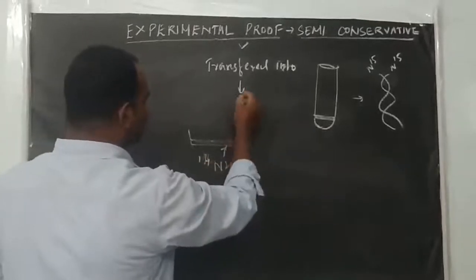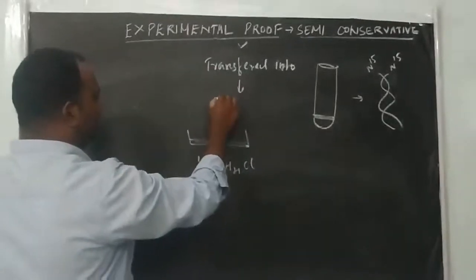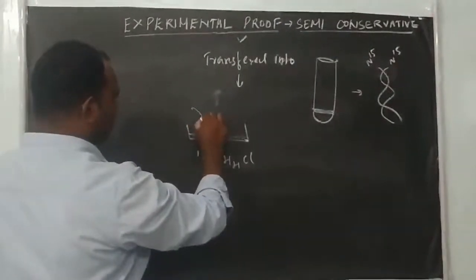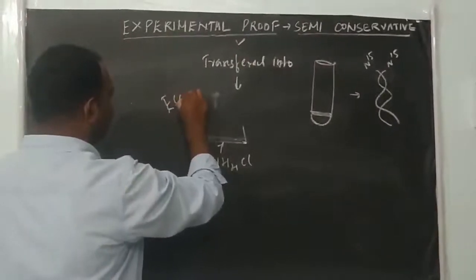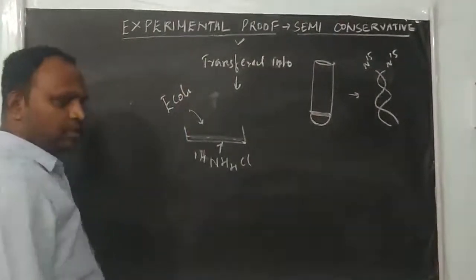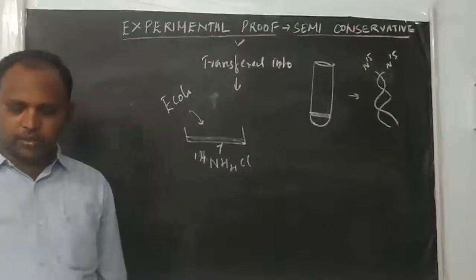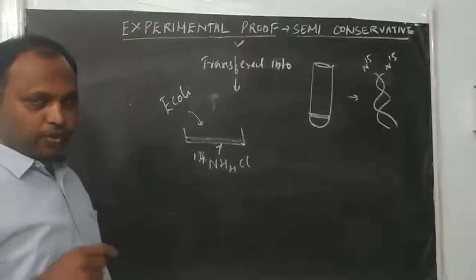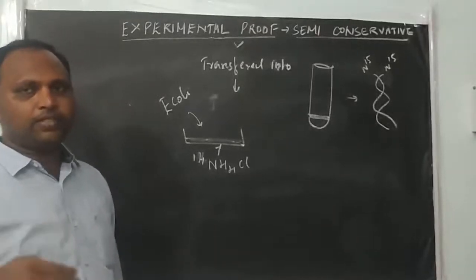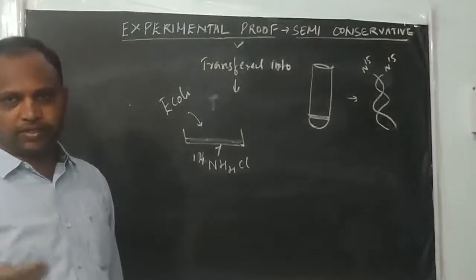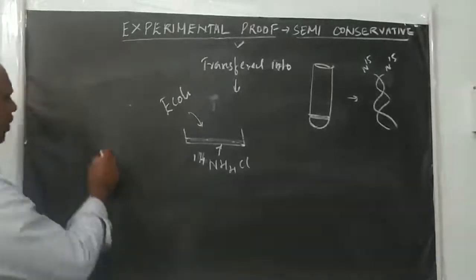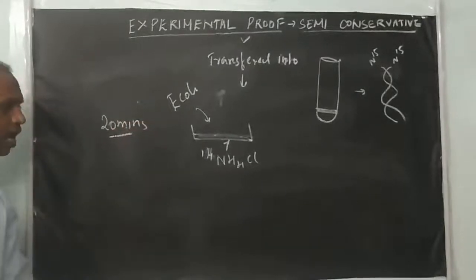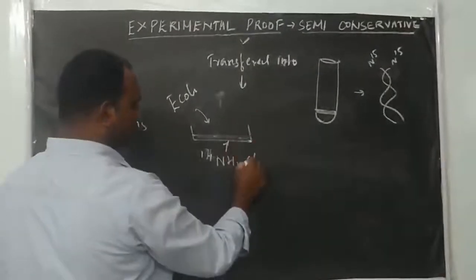They transferred this E. coli, which had grown in N15, and allowed the E. coli to complete generation 1. We know that every 20 minutes, an E. coli cell can divide and form new daughter cells. The generation time for E. coli cells is 20 minutes.